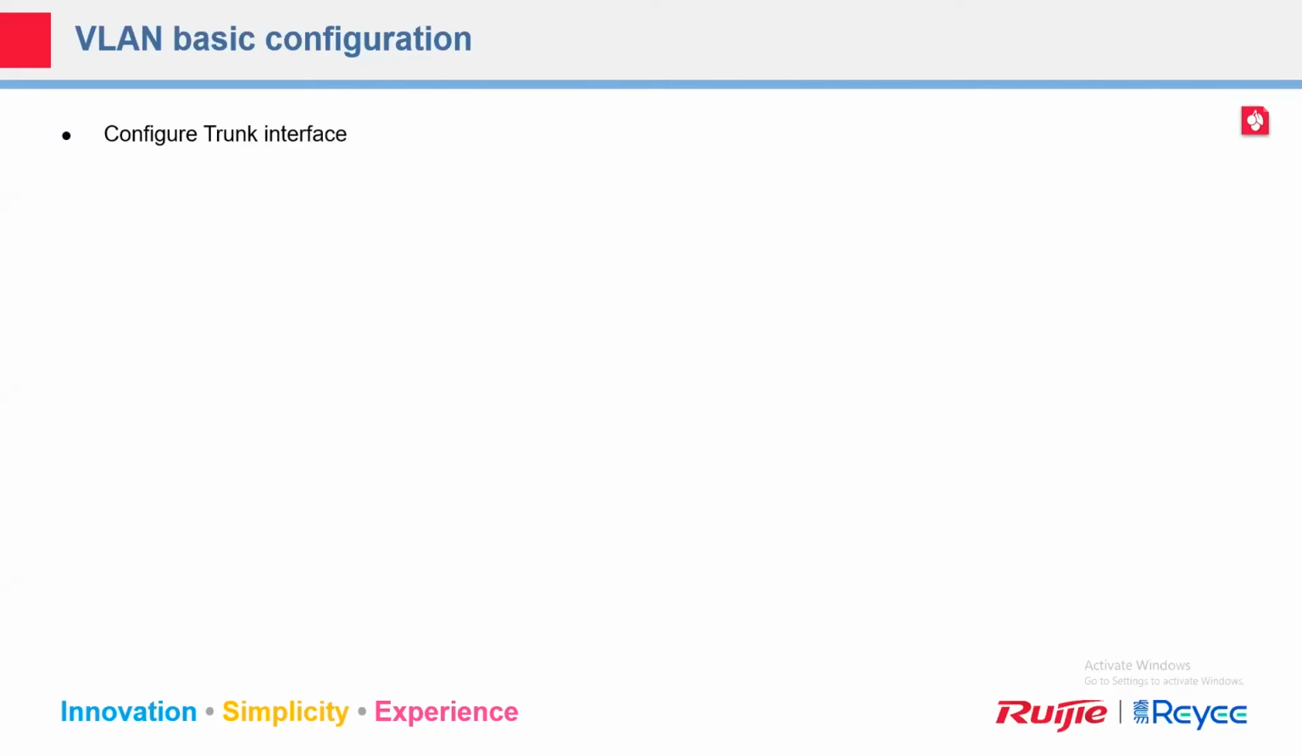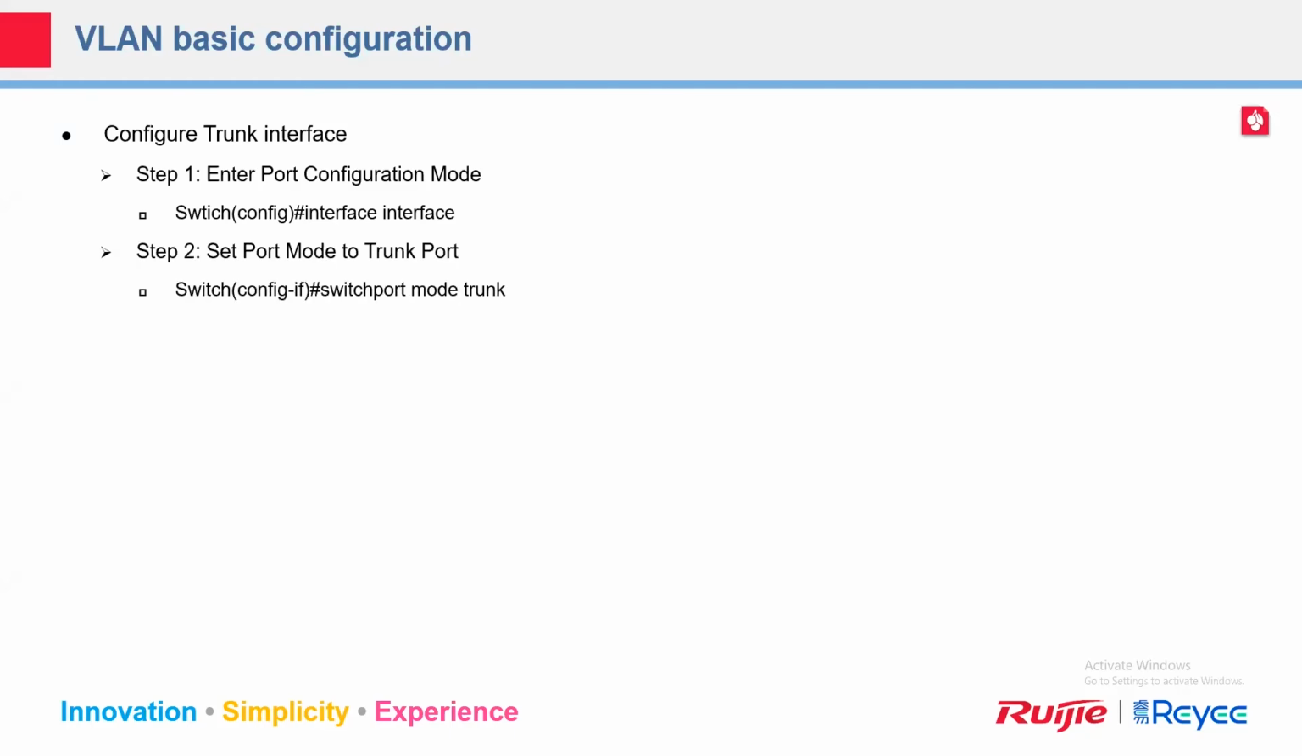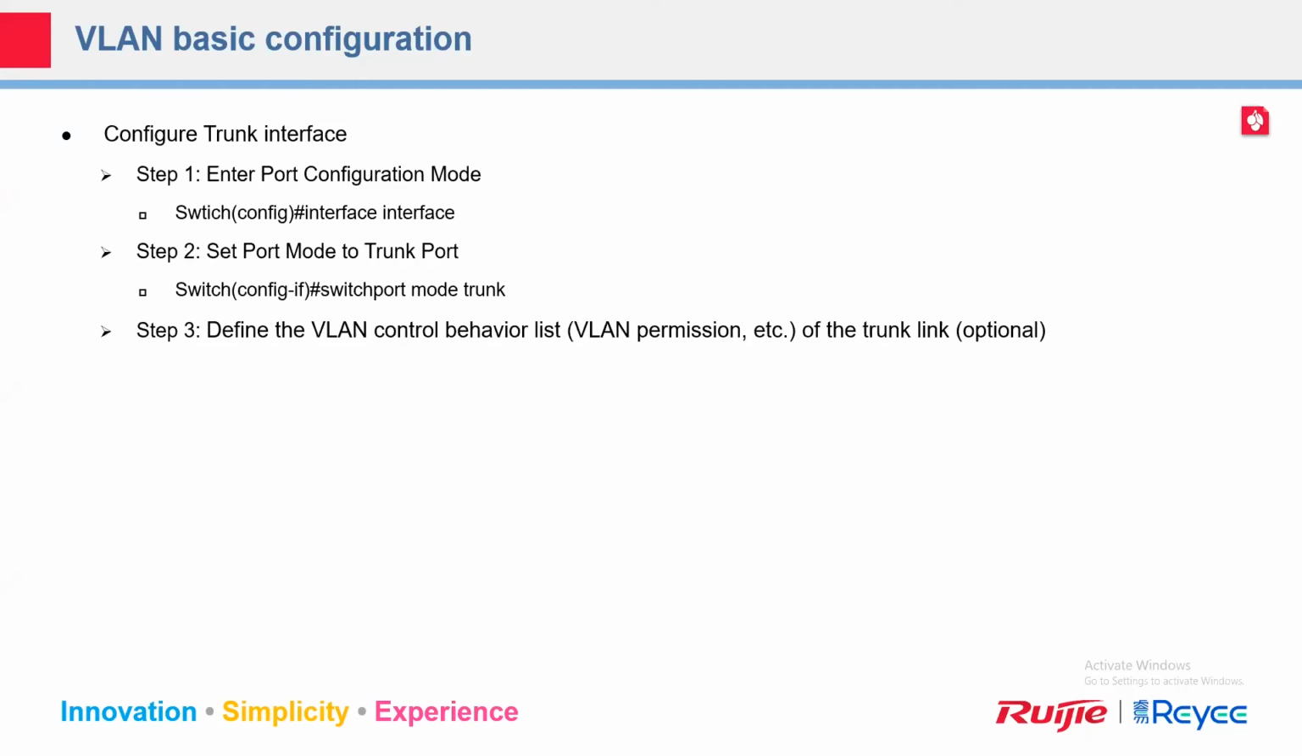The second one, how to finish the configuration of the trunk. We have to also enter the interface and change the mode to become trunk. This is the same as the access interface. And then we have to define the VLAN control behavior, for example, to allow which VLAN passes or maybe not allow the VLAN to pass. This is the action: allow the VLAN, or maybe we direct it to remove the VLAN.